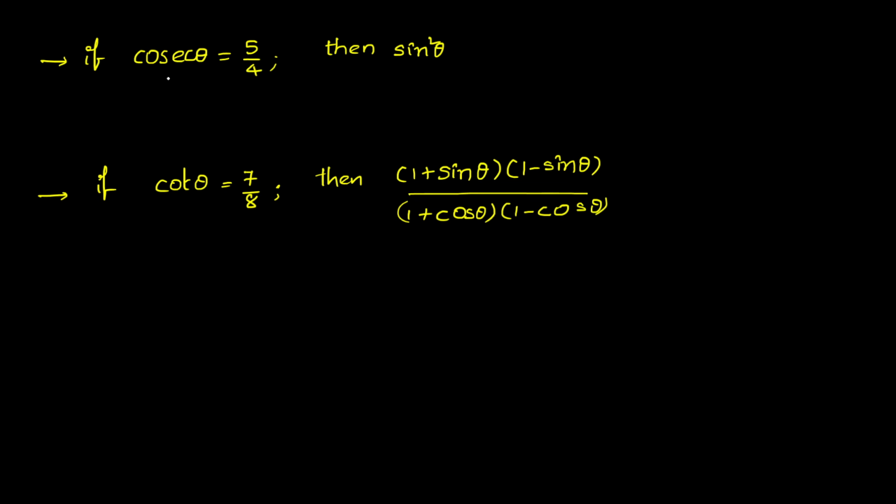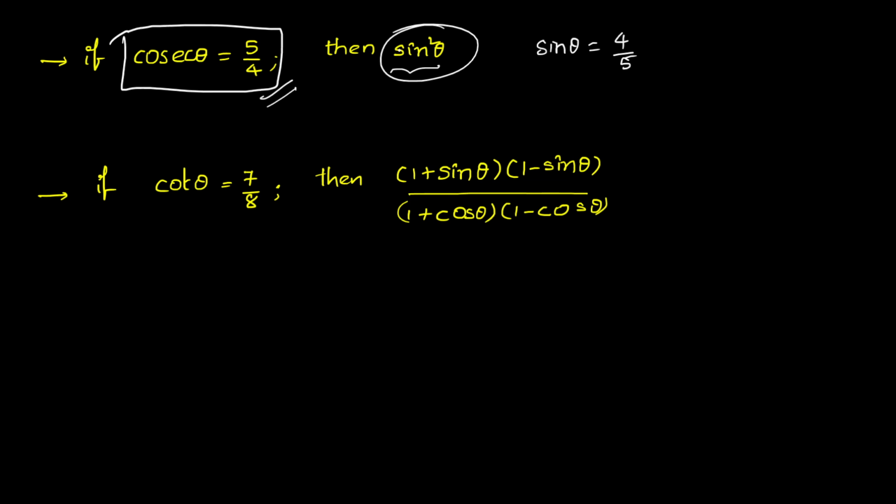Let's see here. If cosecant theta is equal to 5 by 4, what is sin theta, sin square theta? Very simple question, because we know that cosecant is the reciprocal of sin, so obviously sin theta value will be 4 by 5, because sin and cosecant are reciprocals. He is asking to find the value of sin square theta, and that will become 4 by 5 square. That means we have to square both numerator and denominator. So 4 square is 16, 5 square is 25.